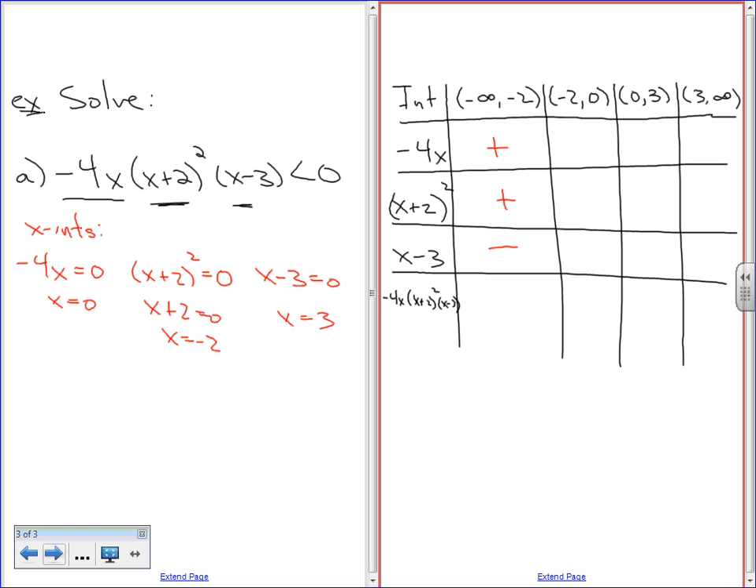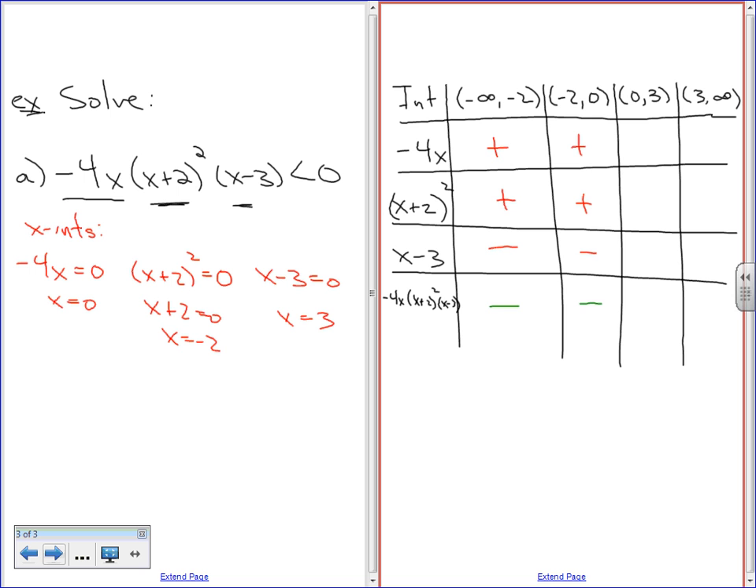So this factor times this factor times this factor will give me the sign of my function. A positive times a negative is a negative. I'm just doing it in different colors so you can see the different factors. Okay, now fill this one in. A number between negative 2 and 0 is negative 1. Negative 1 inside of here will give me positive. Negative 1 inside of here will give me positive. Negative 1 inside of there will give me a negative. A positive times a negative is a negative.